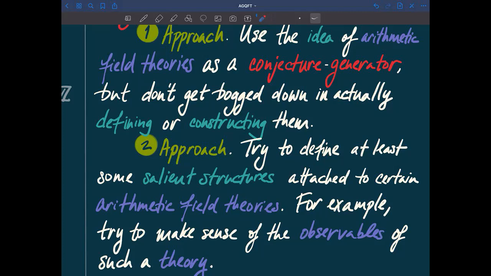The other end of this picture, the picture that I want to talk about, is that you could instead try to define some of the salient structures that show up in this idea of arithmetic field theories. So, for example, you could try to actually make sense of the algebra of observables attached to an arithmetic field theory. And the act of trying to write down that structure precisely turns out to have some interesting consequences. So that's the thing that I'm going to tell you about today.